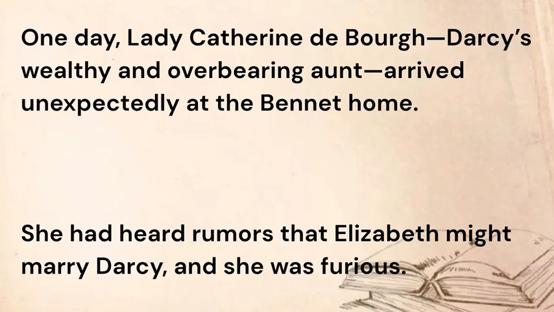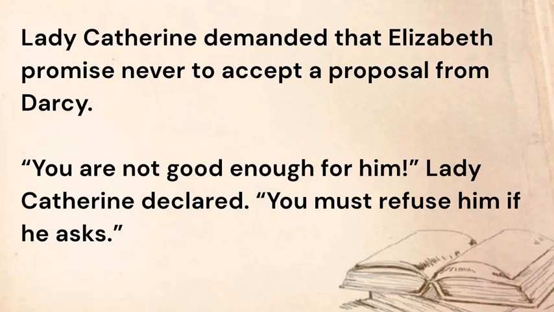One day, Lady Catherine de Bourgh, Darcy's wealthy and overbearing aunt, arrived unexpectedly at the Bennet home. She had heard rumors that Elizabeth might marry Darcy, and she was furious. Lady Catherine demanded that Elizabeth promise never to accept a proposal from Darcy.